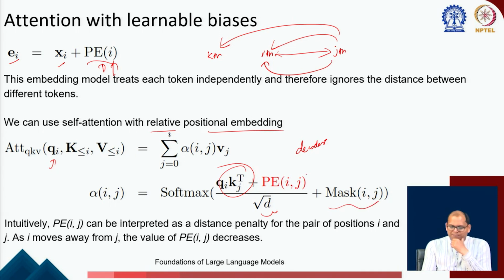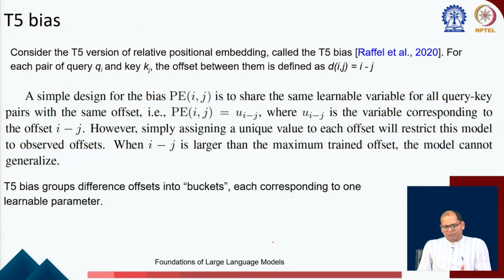And now this positional embedding pe_ij can be interpreted as a distance penalty. So, if j is much before i, too far, then you should have a penalty for that. So, as i moves away from j, the value of pe_ij should decrease. If it is close, pe_ij should be higher. So, that is the idea. The first popular paper that used this is the T5 bias paper. In the T5 paper, they use the T5 bias as the positional embeddings.